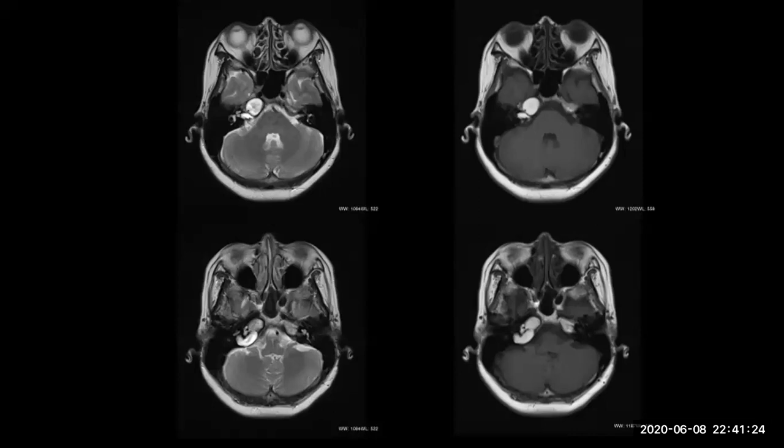Okay, but these are one of the differentials. At least the patient has no signs of infection. Even the markers, C-reactive protein, show there is no infection.